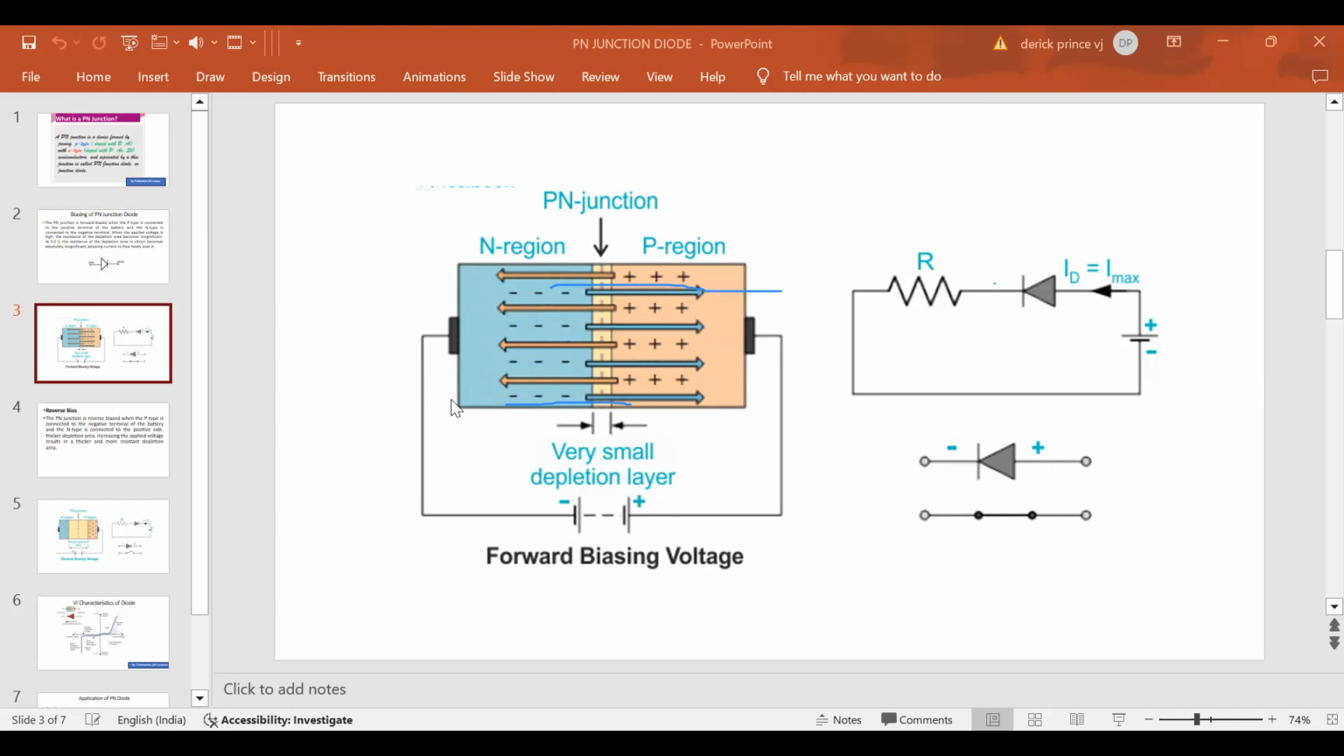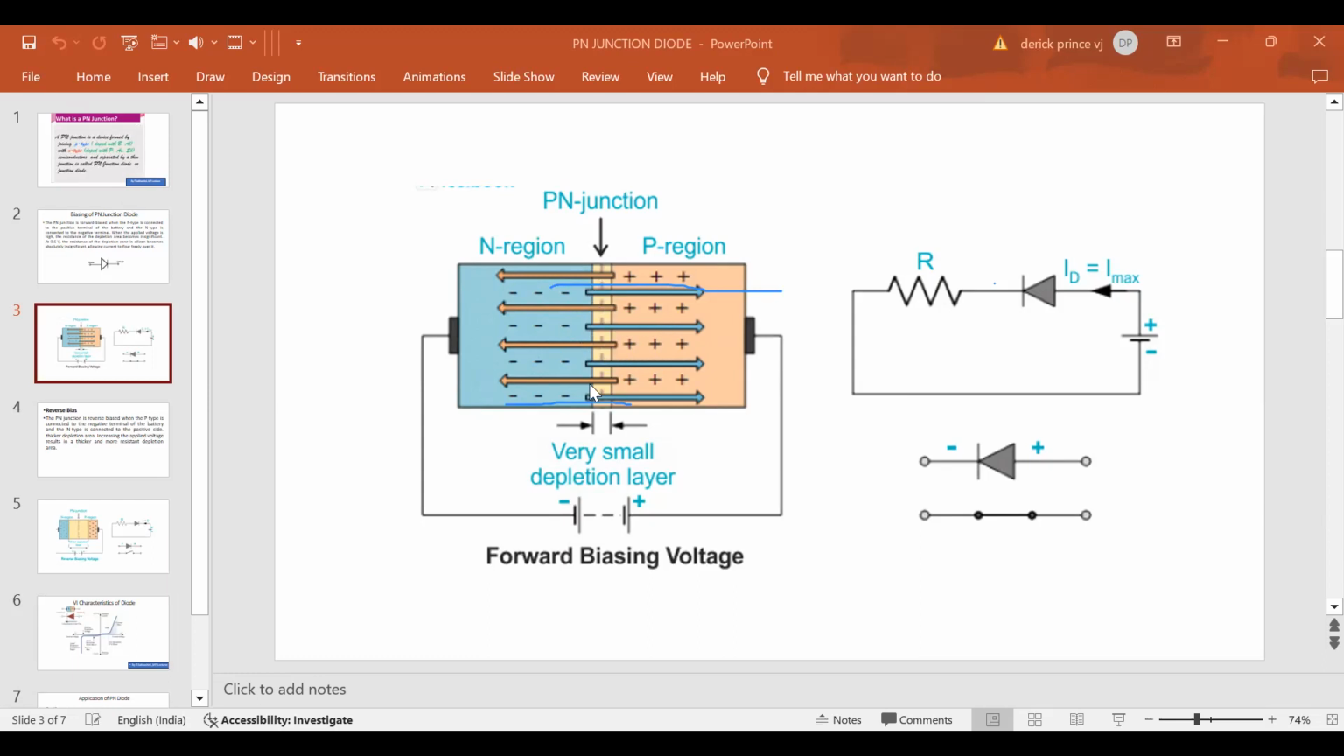When you bias the PN junction diode, what is happening? This is N and this is P, different; this is negative and this is holes. So this difference will get attracted to each other. Different positives and negatives will attract each other. Same charges will repel each other. Different charges will attract each other. So there will be a mobility, there will be a crossover here.